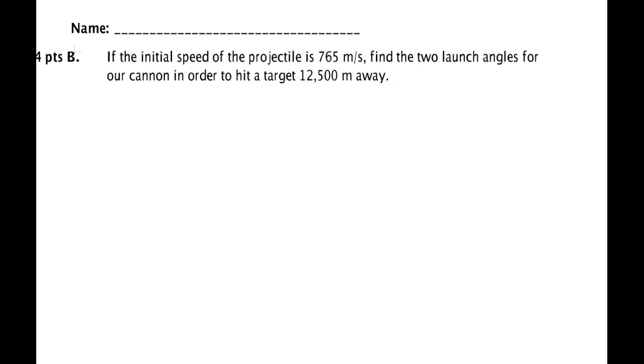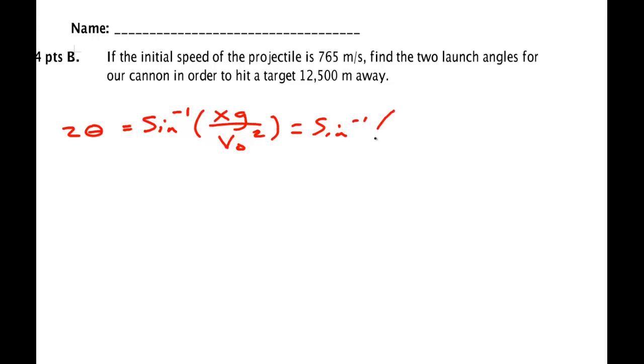So in doing that, we want to find first that the inverse sine, which is equal to our 2 theta, is the inverse sine of xg over v naught squared, which is the inverse sine of 12,500 meters, my fault, 12,500 meters, times 9.8 meters per second squared, divided by 765 meters per second, squared.